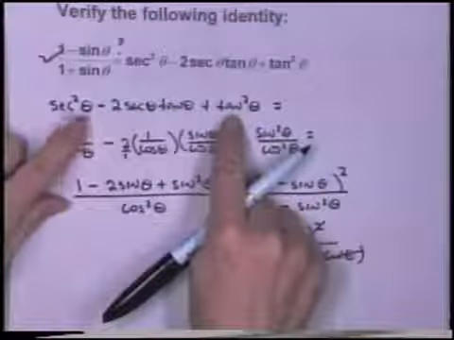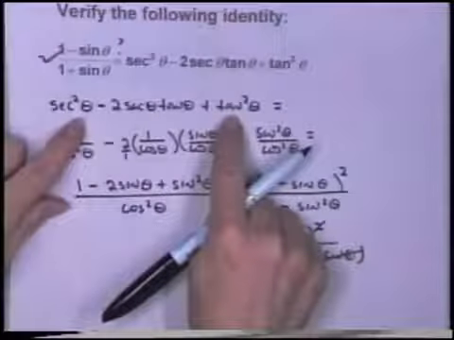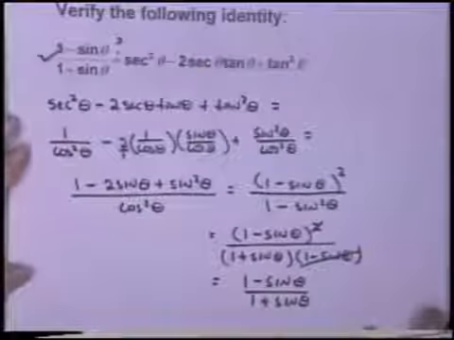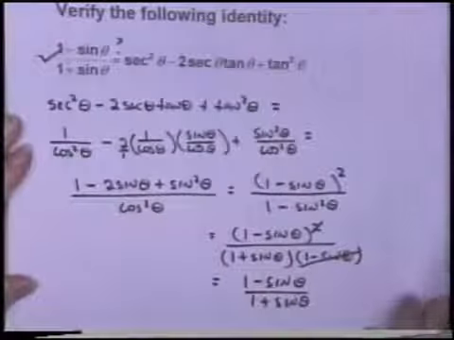Now again, you probably could be just as successful factoring here. See, this would factor as secant theta minus tangent theta quantity squared, and then you could perhaps work from there.